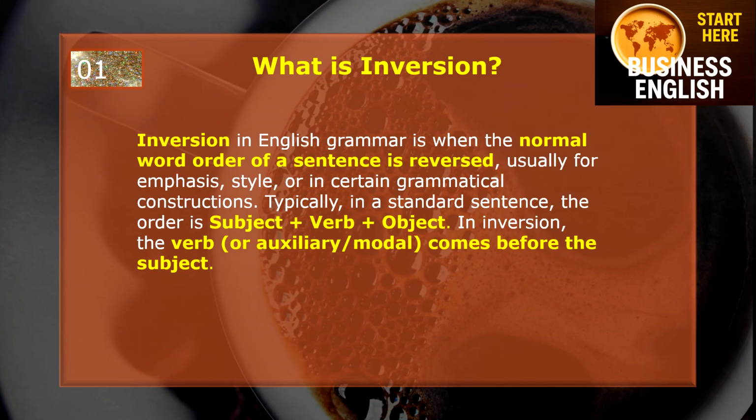So the first question that we should ask is, what is actually inversion? Inversion in English grammar is when the normal word order of a sentence is reversed, usually for emphasis, style, or in certain grammatical constructions. Typically, in a standard sentence, the order is subject plus verb plus object. In inversion, the verb or auxiliary or modal verb comes before the subject.